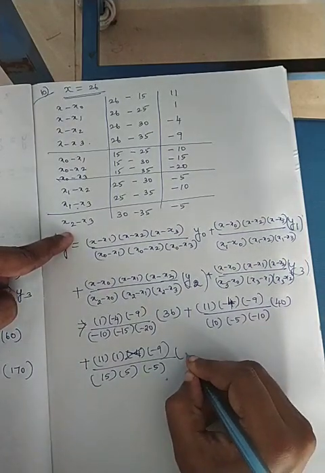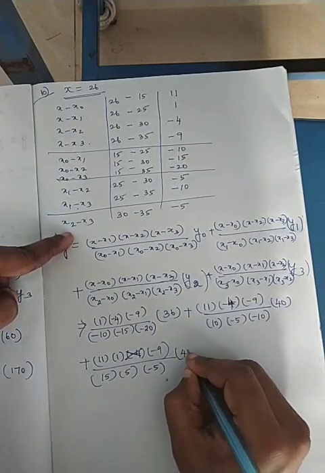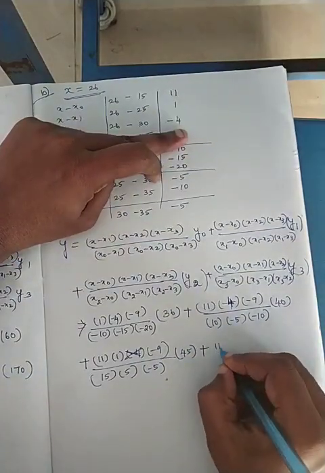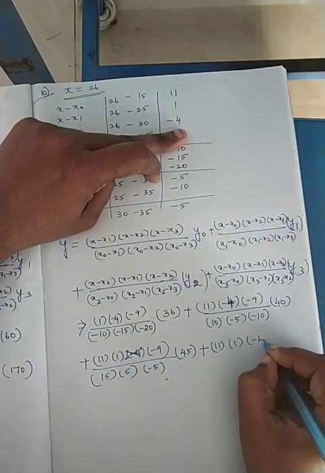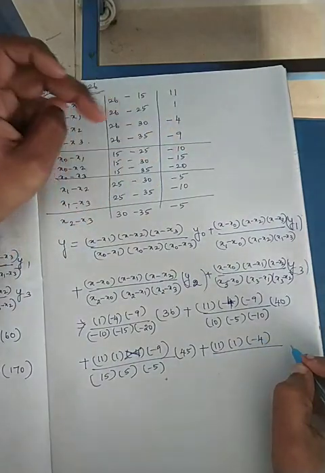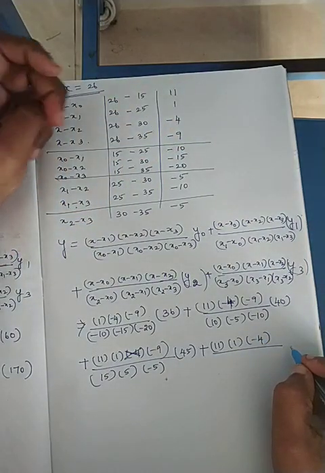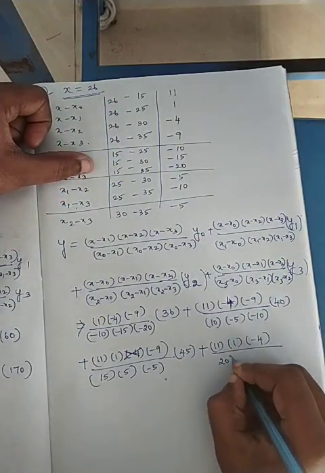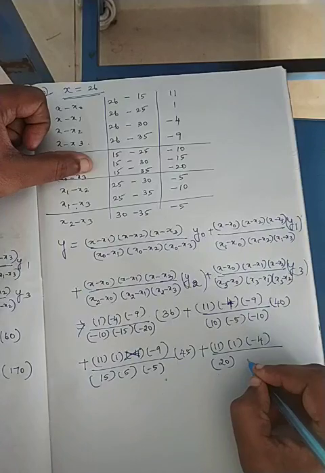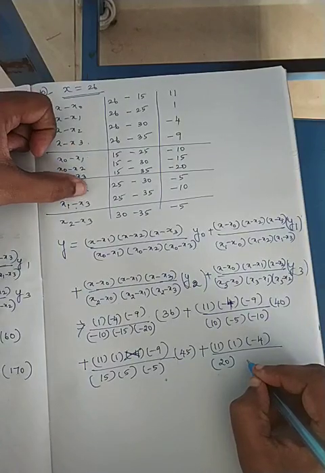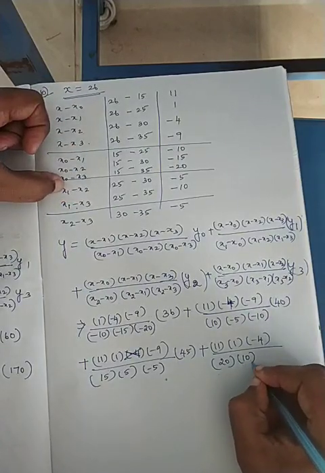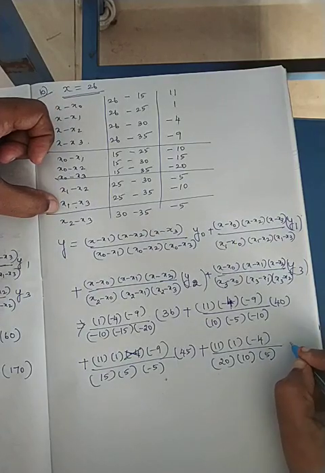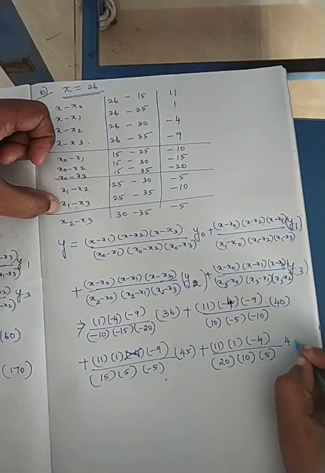Then what is my y2? y2 is 45. Plus I should have first 3 terms. So 11 into 1 into minus 4, divided by, I have to say x3 minus x0. x3 minus x0 is 20 and x3 minus x1 will become plus 10. x3 minus x2 will become 5 and my y3 is equal to 48.